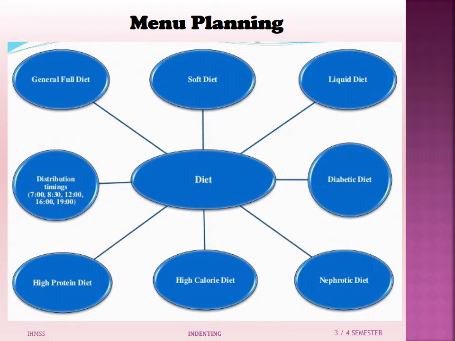Menu planning, diet: what are the different diets which can be followed? General full diet, soft diet, liquid diet, diabetic diet, nephrotic diet, high caloric diet, high protein diet, distribution timing as well.